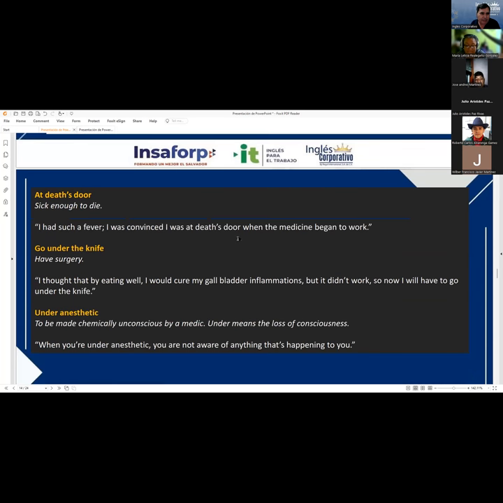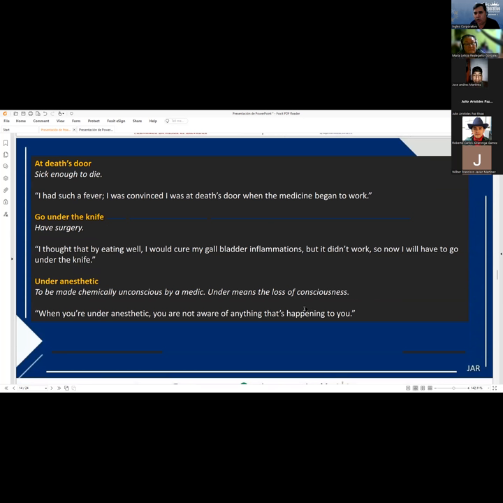Okay, the next one, at death door. At death door means about to die. About to die. Por un pelito se muere, right? So sick enough to die, close to dying. Close to dying.